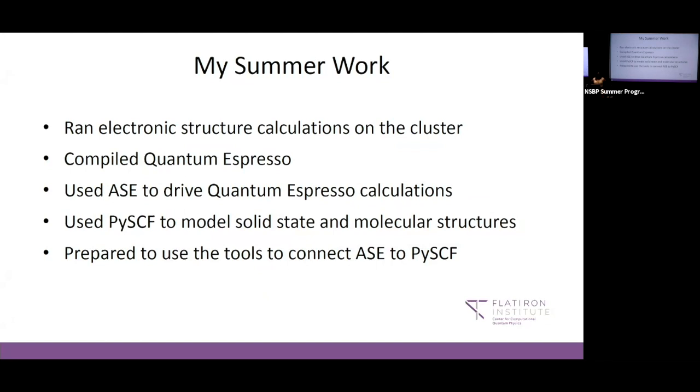That was a program that I modified in order to read in Quantum Espresso. And then in addition, I used PySCF to model solid state and molecular structures. And now with all of that training, I'm prepared to use all of those tools to eventually connect ASE to PySCF.